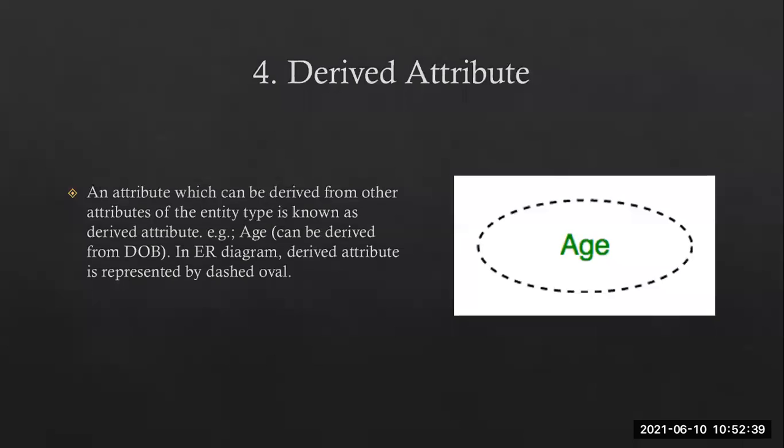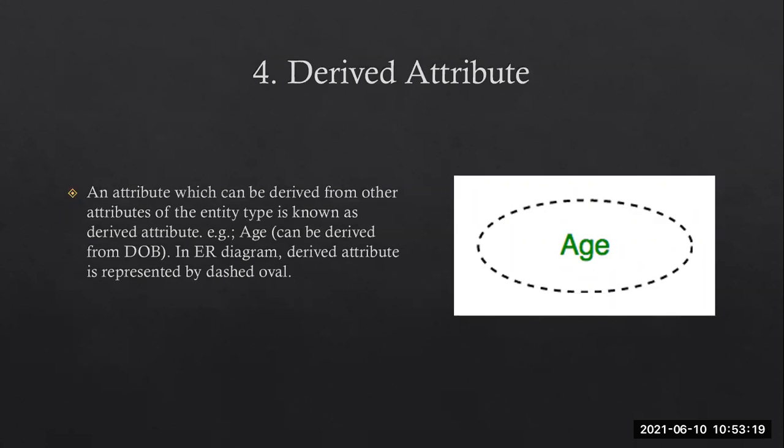Derived means something you are not supposed to create directly, but you are supposed to analyze it. An attribute which can be derived from other attributes of the entity type is known as a derived attribute. The way derivation from other classes is called derived classes, you are inheriting the properties of the base class, the parent class. In the same way in DBMS, when you inherit from another attribute, that is called a derived attribute here.